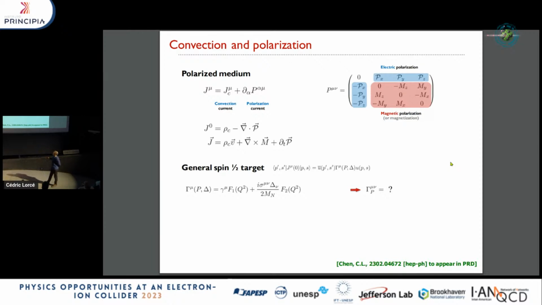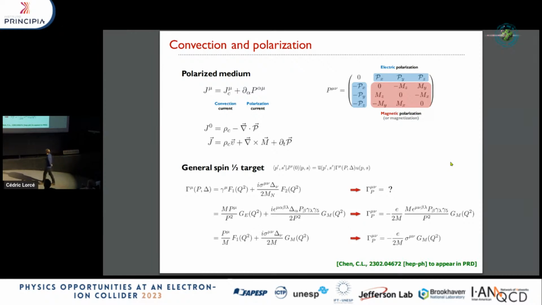If you start with the standard usual one, it's not clear. You don't have any clear convection current. While if you use this one directly in terms of G_E and G_M, this suggests, since this is really a curl in the 4-dimensional form, that this combination or this structure should be the definition of polarization for a spin 1/2 particle. It's actually not the only possibility. Another possibility is this one. You can use the Gordon decomposition to re-express this like this.